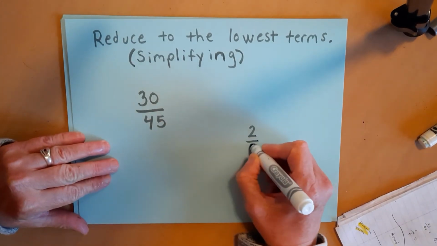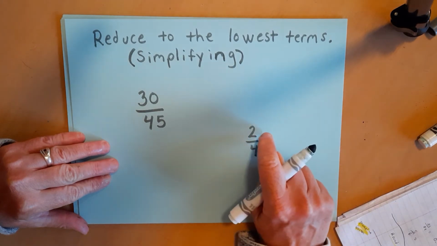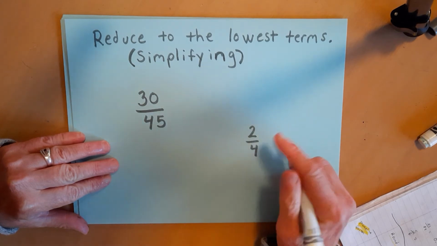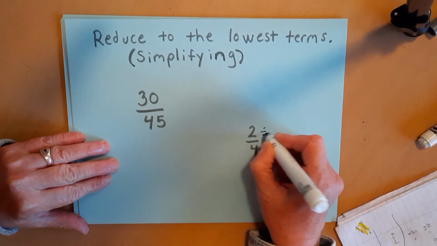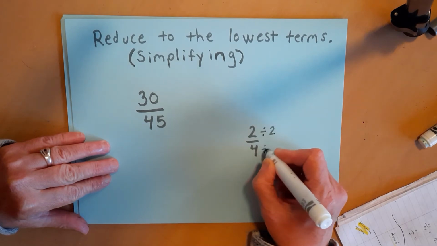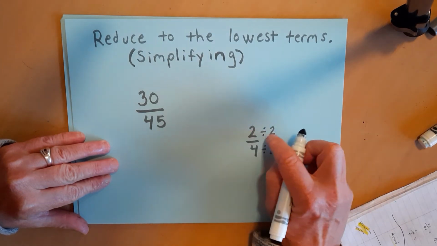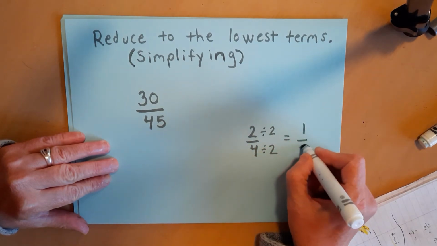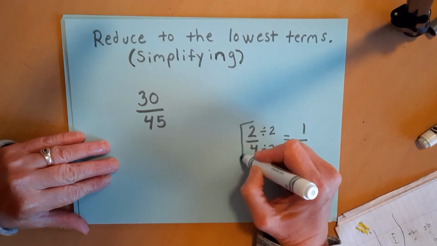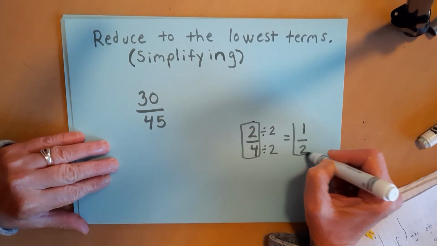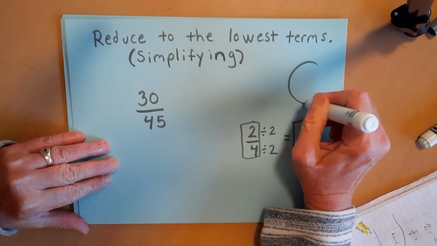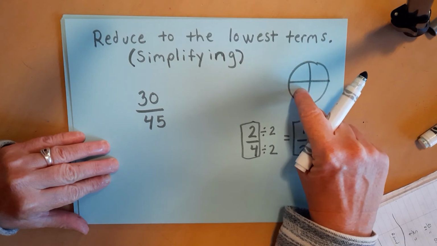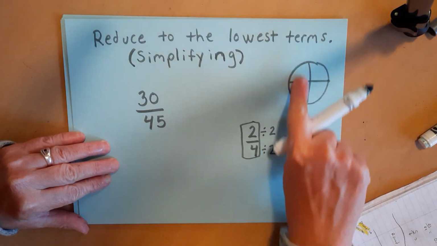If we see 2/4 and we want to reduce this to the lowest terms, we want to divide the numerator and the denominator by the same number in order to keep it equivalent. We're going to see that they both can be divided by 2. 2 divided by 2 equals 1. 4 divided by 2 equals 2. So this shows us that 2/4 is the same as 1/2. And like we showed this picture before, you can easily see that 2/4 is the same as 1/2 of a pie.